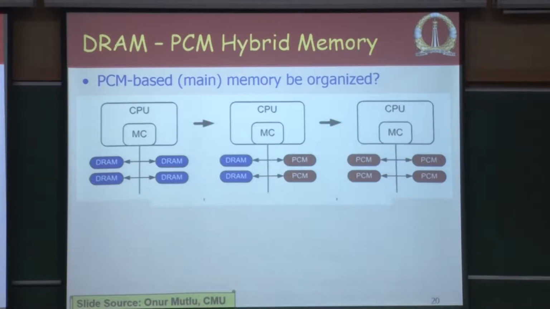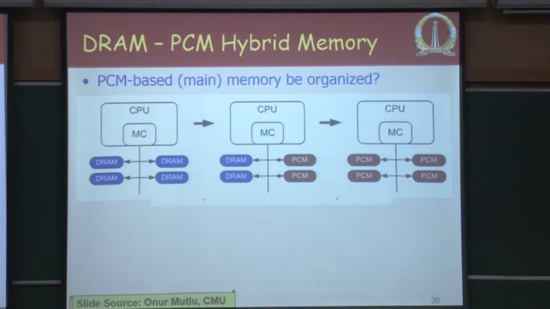Now that you have PCM, the important advantage of PCM is that it gives you three advantages. One is that it is non-volatile. It does not require refresh, and it can offer you higher capacity. So, how can we use DRAM and PCM together, or can we use PCM all the way?